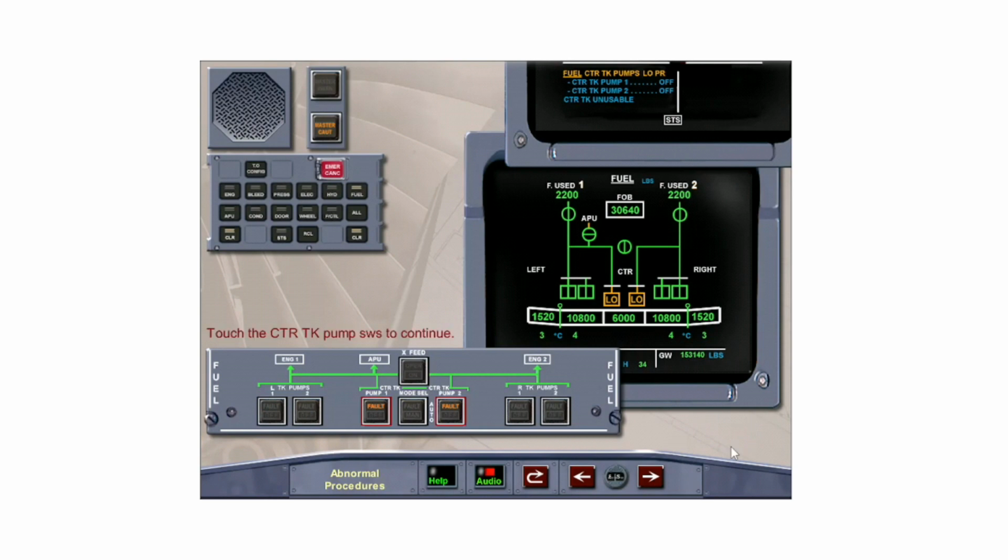The failure of both center tank pumps means that any fuel remaining in the center tank is unusable. Gravity feed from the center tank is not possible because suction valves are not fitted on center tank pumps. Select the center tank pumps off, then touch the right arrow to continue.